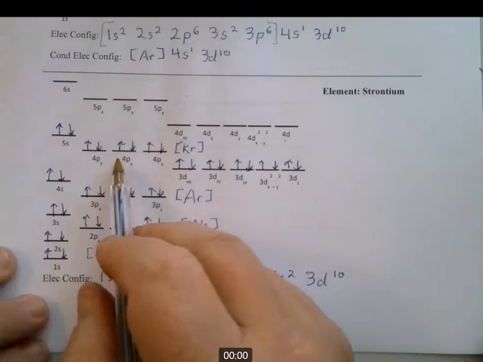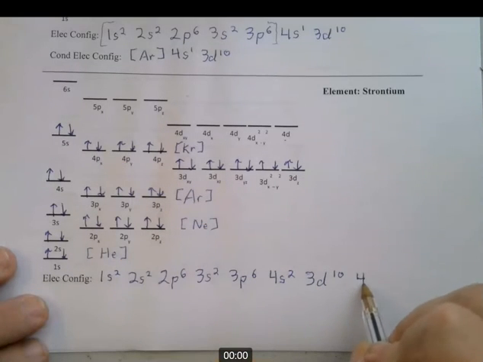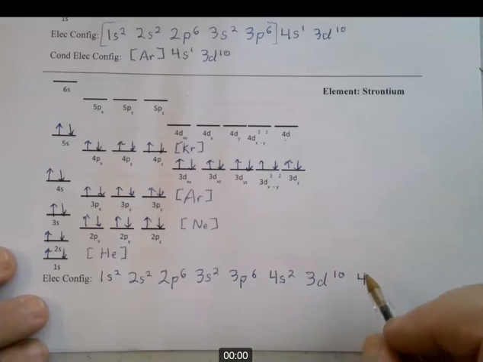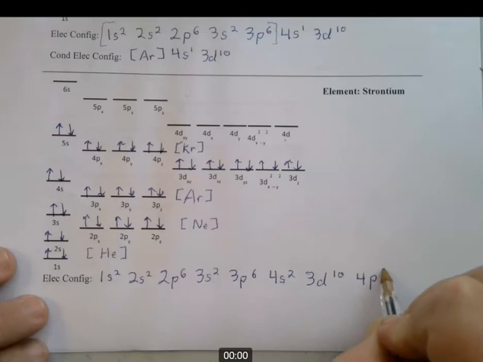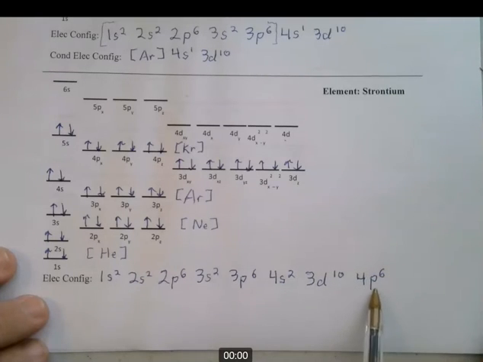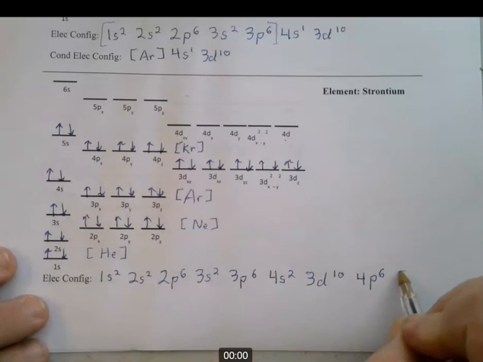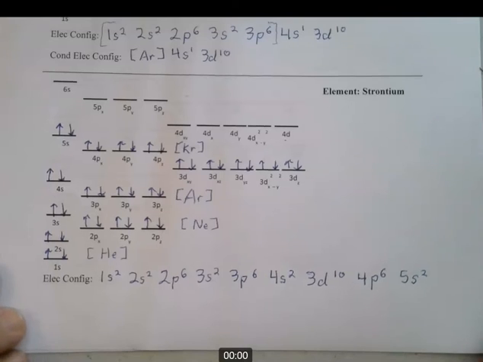And now you go to 4p. Now you will see some books and some places that will put the 4s and then 4p and then 3d, just so they keep the 4s together. But that's really not proper. It's not the order that they come in terms of Aufbau. So you're now at 4p6. So again, that's another noble gas. It's the end of a p orbital. Here we are, and now we're up to 5s2. And that would be strontium.